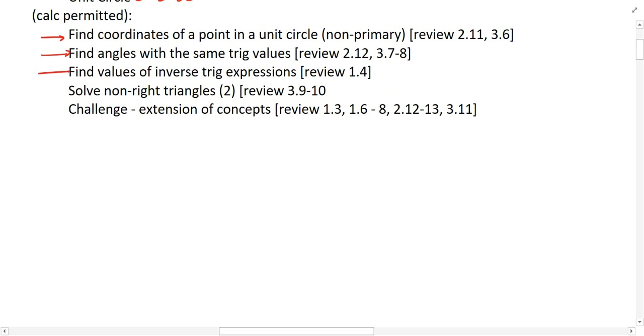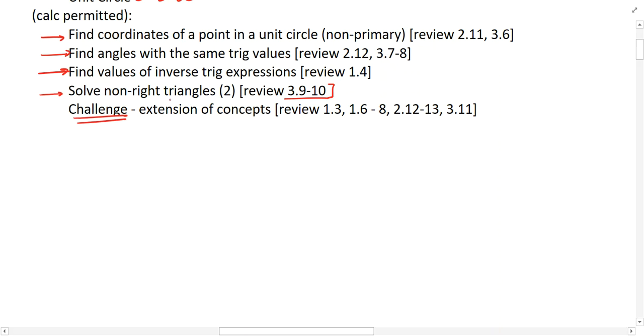You should be able to compute with the use of a calculator values of inverse trig expressions. And again, these results are found essentially within the unit circle, but not at locations in the unit circle that we have memorized. And then lastly, you should be able to solve non-right triangles, those oblique triangles, and there are going to be 2 questions on that from this section in Math Excel.